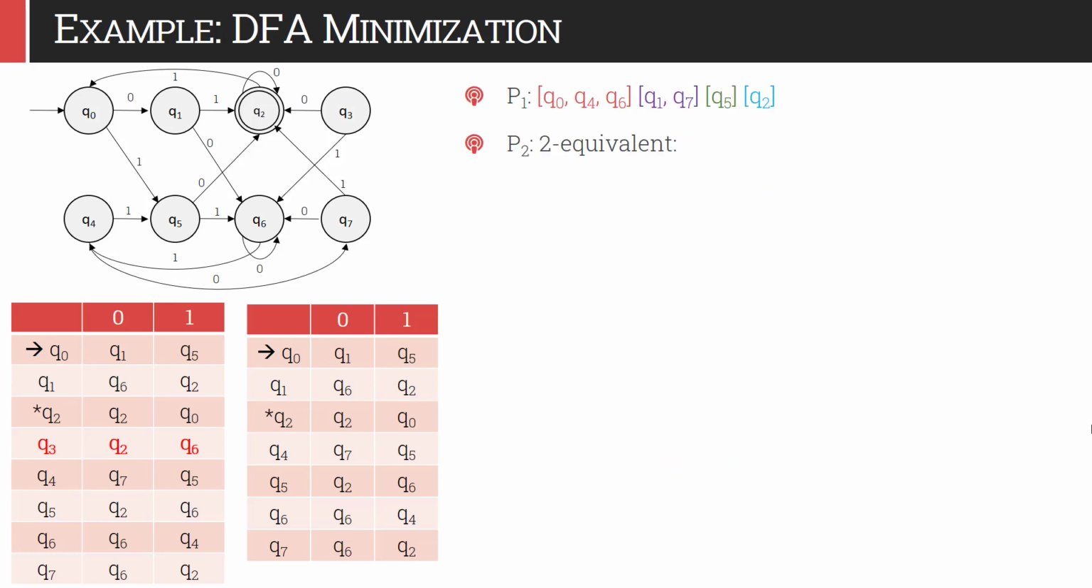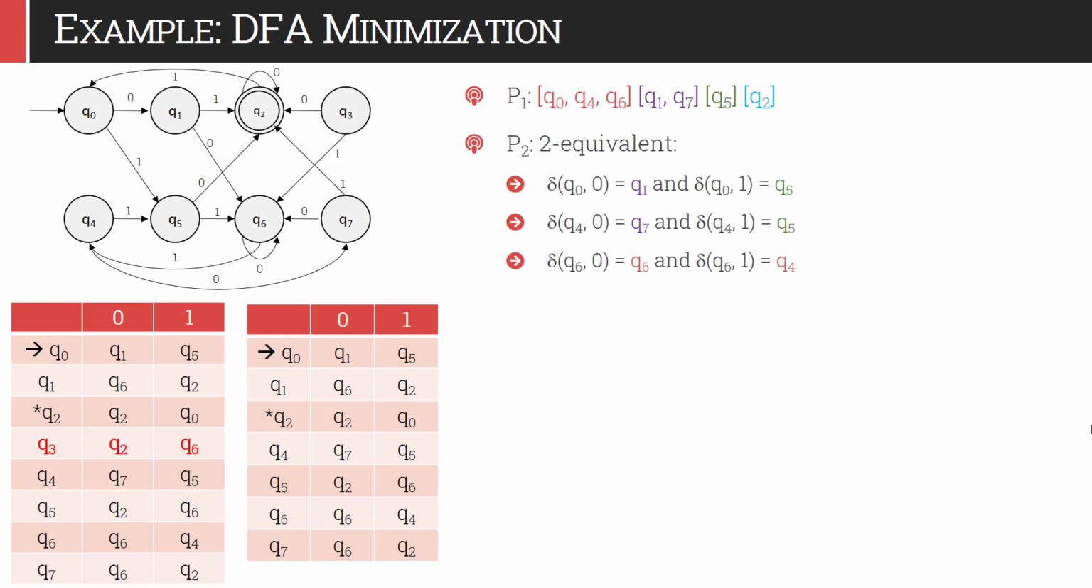So we'll compute the output of Q0, Q4, Q6 on input 0 and 1. So delta Q0,0 is Q1, which is the purple set, and delta Q0,1 is Q5, which belongs to the green set. Next, delta Q4,0 goes to the purple set and delta Q4,1 goes to the green set. So these two states are definitely non-distinguishable.